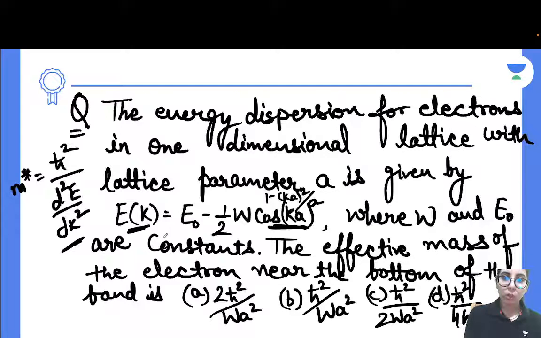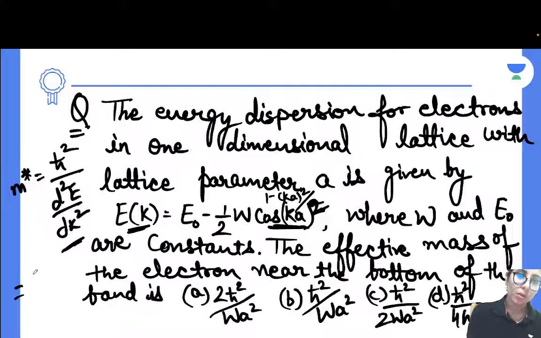Let's see, did we miss something or did we write everything? So k squared a squared over 2 we will also have here, guys, okay, because 1 minus k squared a squared over 2. So in that case, you will get 2 h squared over W a squared.